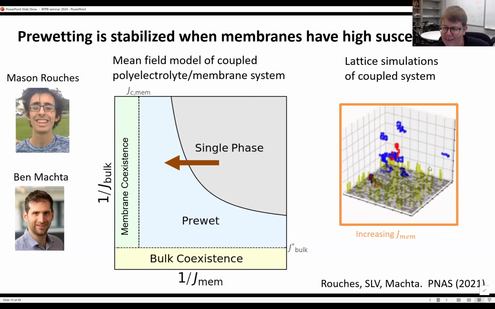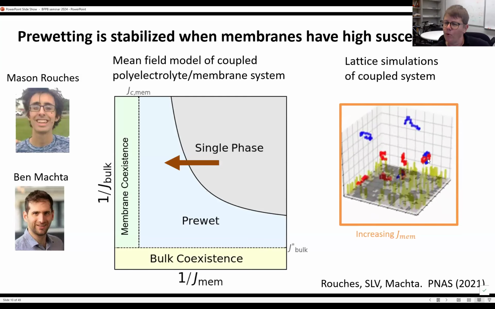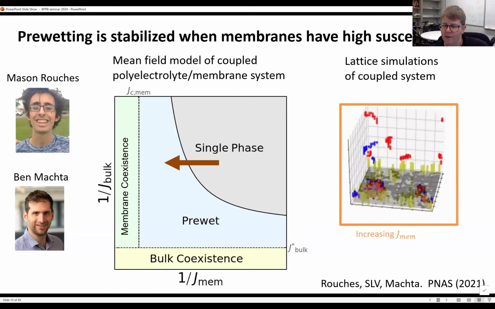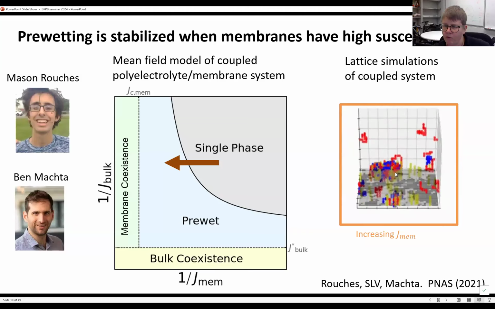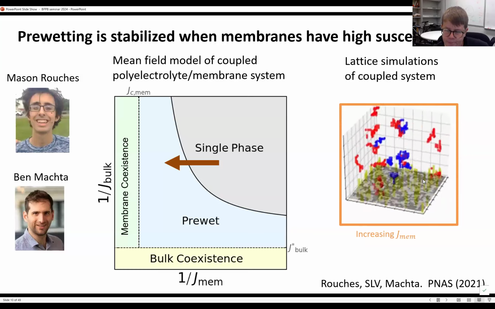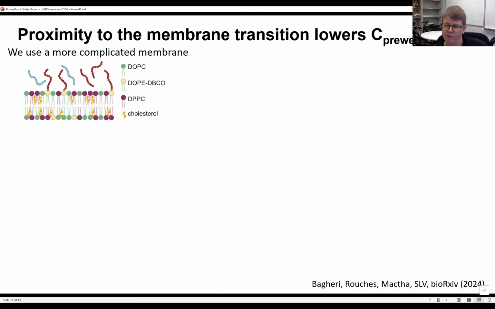And this movie is not my favorite because it's not super clear, but what's changing in this movie is the membrane parameters. And at some point you can see there's a domain that forms of these biopolymers on the membrane. I have some better pictures that will come. So they showed this in theory, and then we wanted to try to do this in experiment as well.